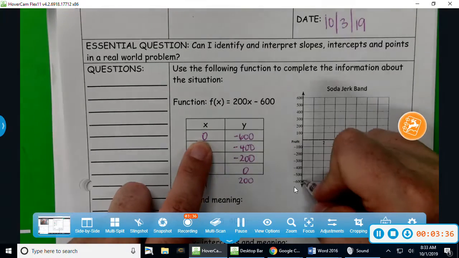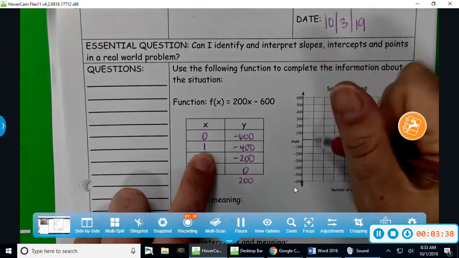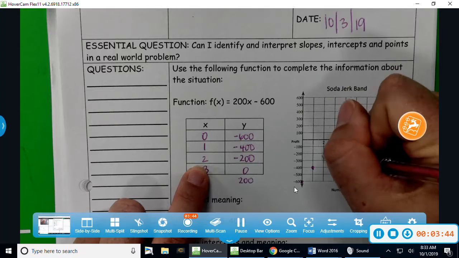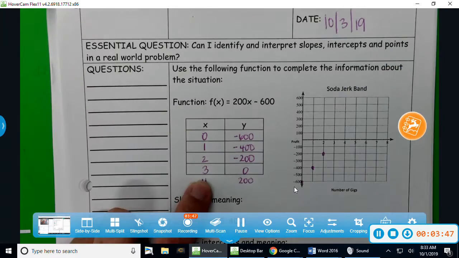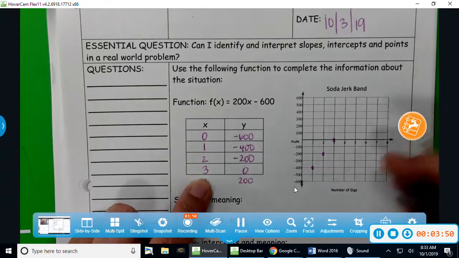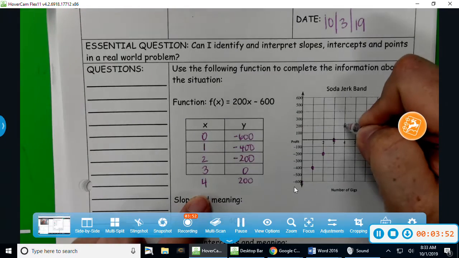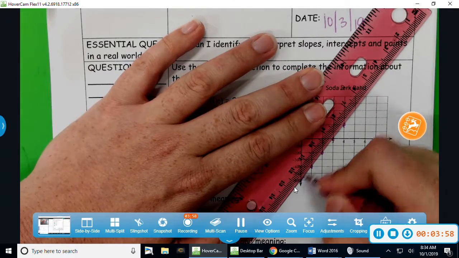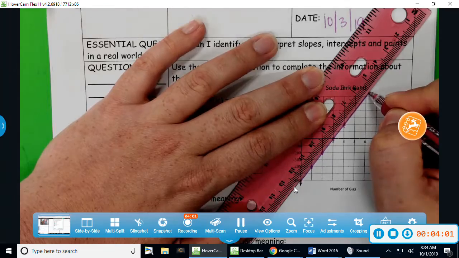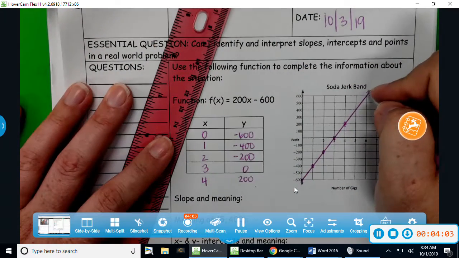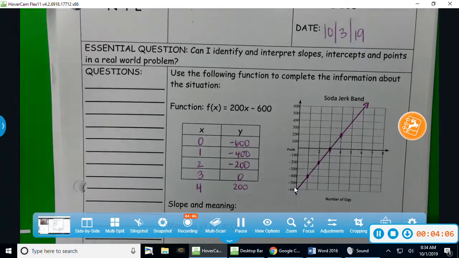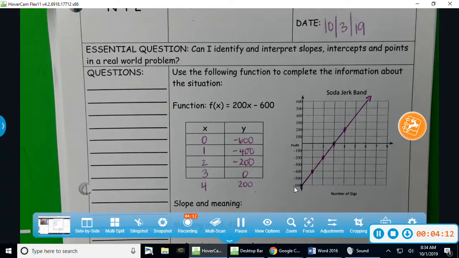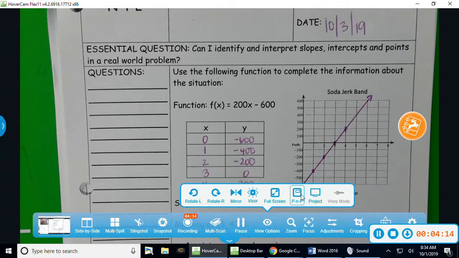At 0, I have negative 600, so I'm going to put that there. At 1, I have negative 400. At 2, I have negative 200. At 3, I have 0. And at 4, I have 200. This is a band, the sky is the limit, it keeps going. The more gigs that I do, I could play forever. Realistically, probably not. Let me bring me back up so y'all can see me.